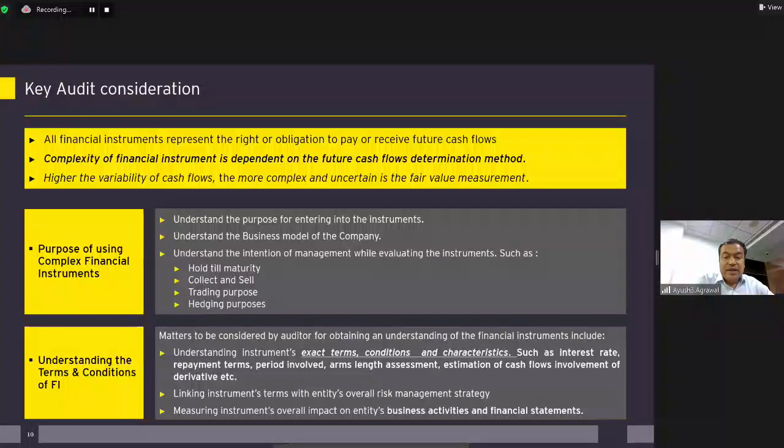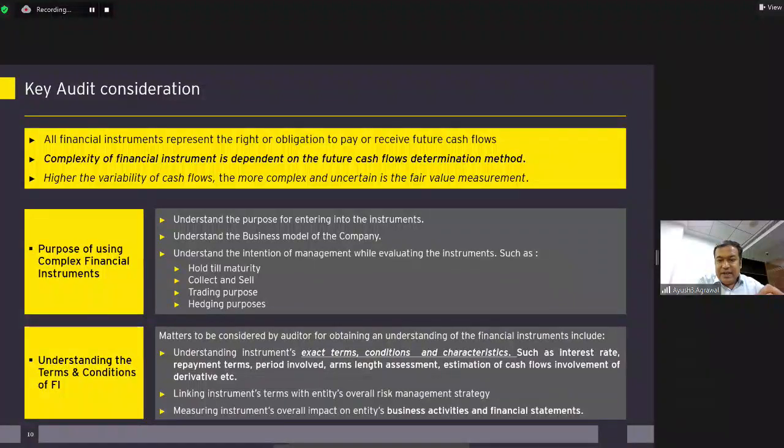The overall terms and conditions are required to be well understood in order to properly audit the same financial instrument. Again, just taking a very simple example, let's say that the company has given a loan to a counterparty. A loan has to be repaid after a certain specific period, and hence it's a financial asset. Simply put, it can be recognized at amortized cost.